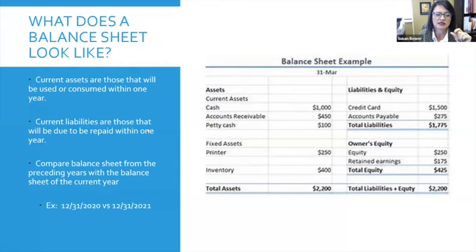Current liabilities are those that will be due or repaid within 1 year. So things like credit cards. We try not to carry a large credit card balance for very long. We know that that is one of, if not the most expensive ways to finance a business. So we work to make that be paid off within 1 year or as soon as possible, therefore making a credit card considered a current liability.